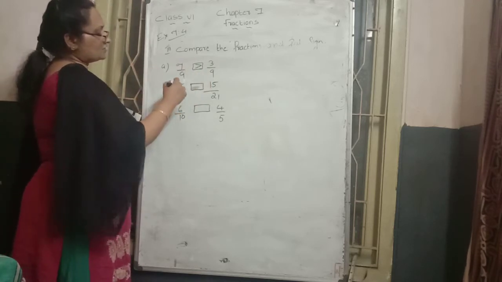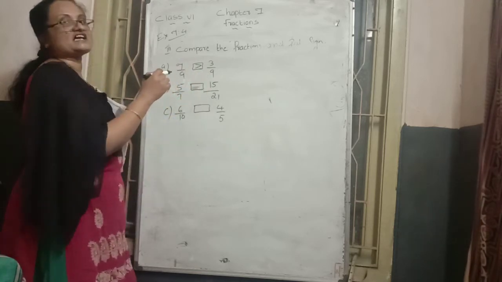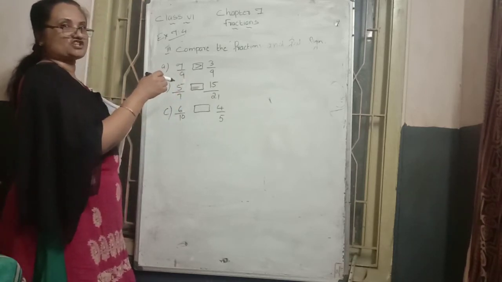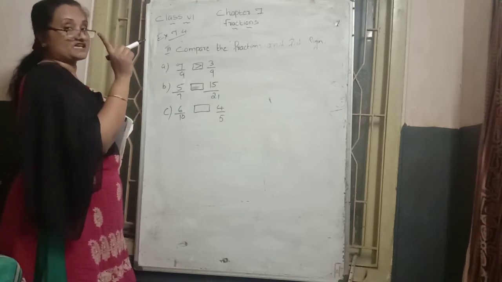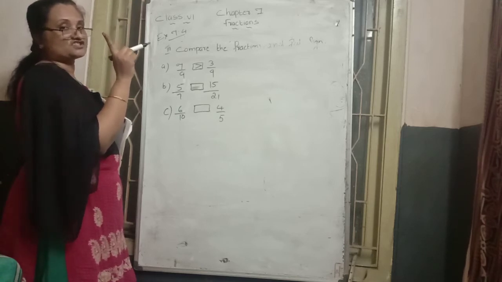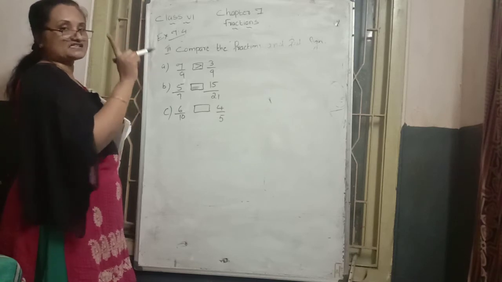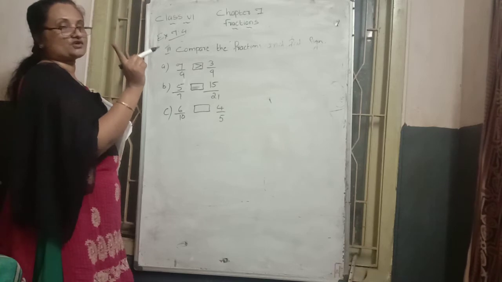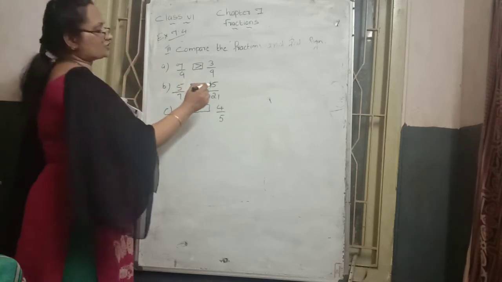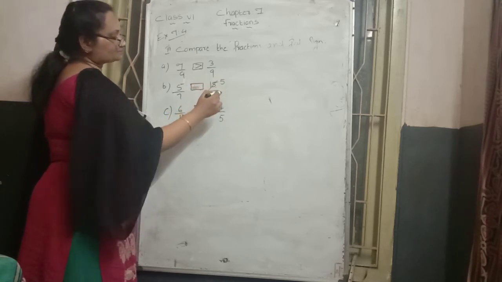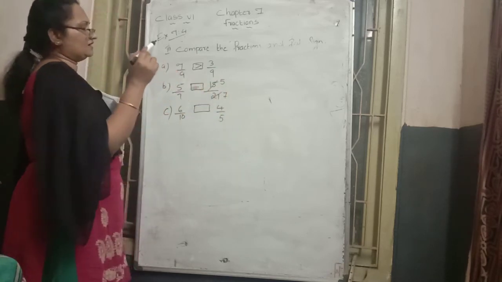Next, here see 5 by 7 or 15 by 21. Here cancellation is possible. Which table? 15 and 21 belong to the 3 table. 3 5s are 15, 3 7s are 21. Use it and cancel. We already learned equivalent fractions. What about equivalent fractions? Divide the numerator and denominator by the same non-zero number. Here we are going to divide with which number? The same number, 3.